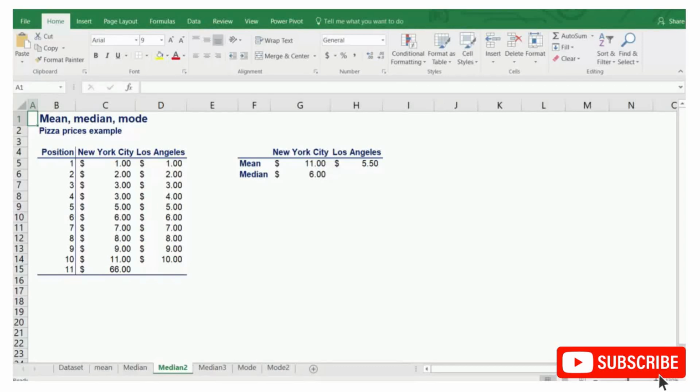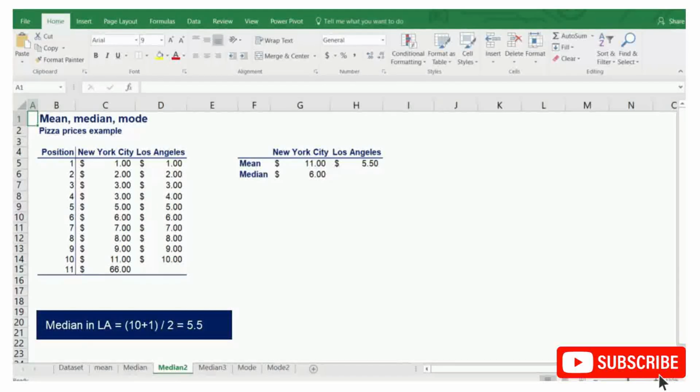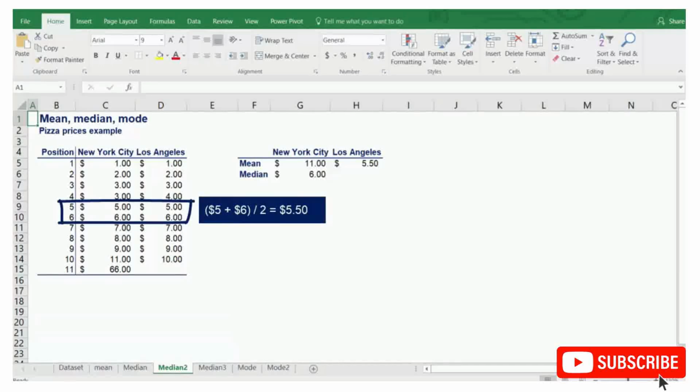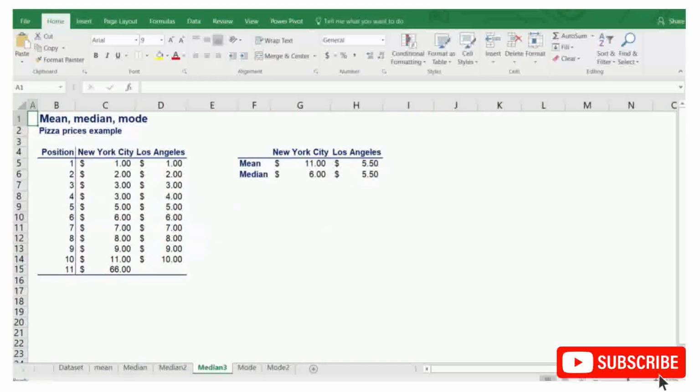What about LA? We have just 10 observations in LA. According to our formula, the median is at position 5.5. In cases like this, the median is the simple average of the numbers at positions 5 and 6. Therefore, the median of LA prices is $5.5.